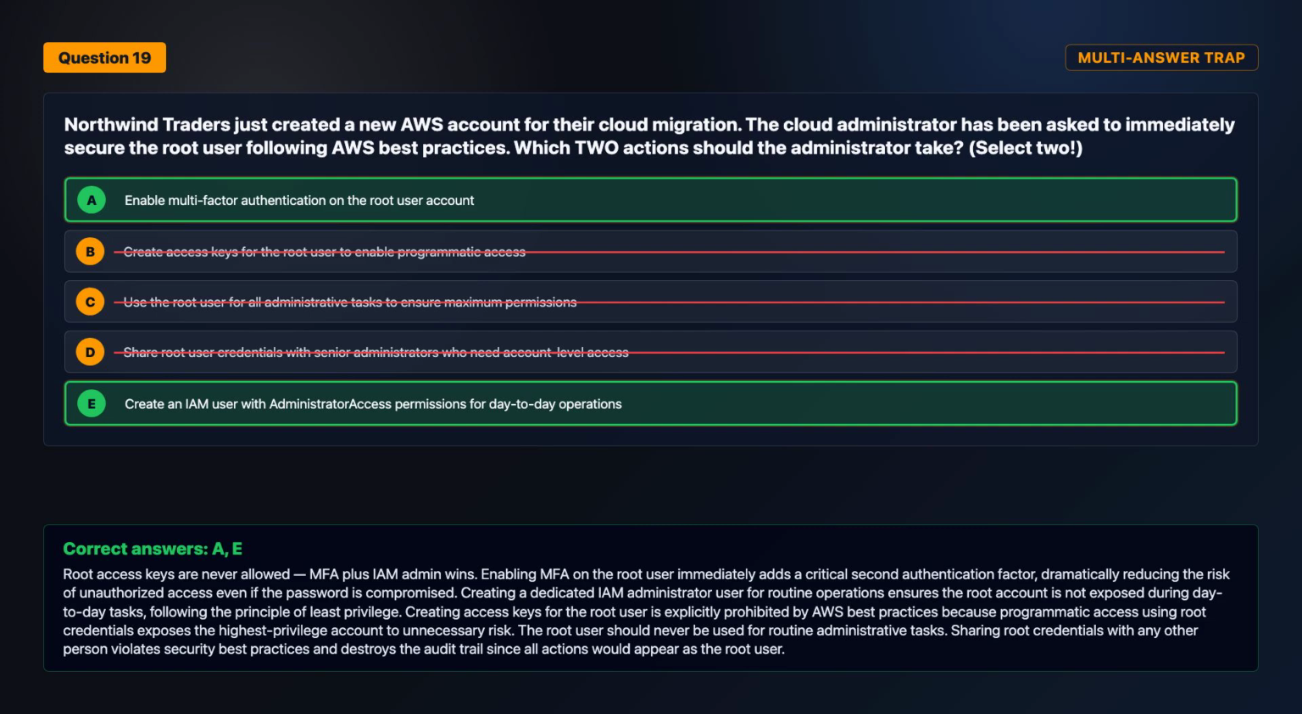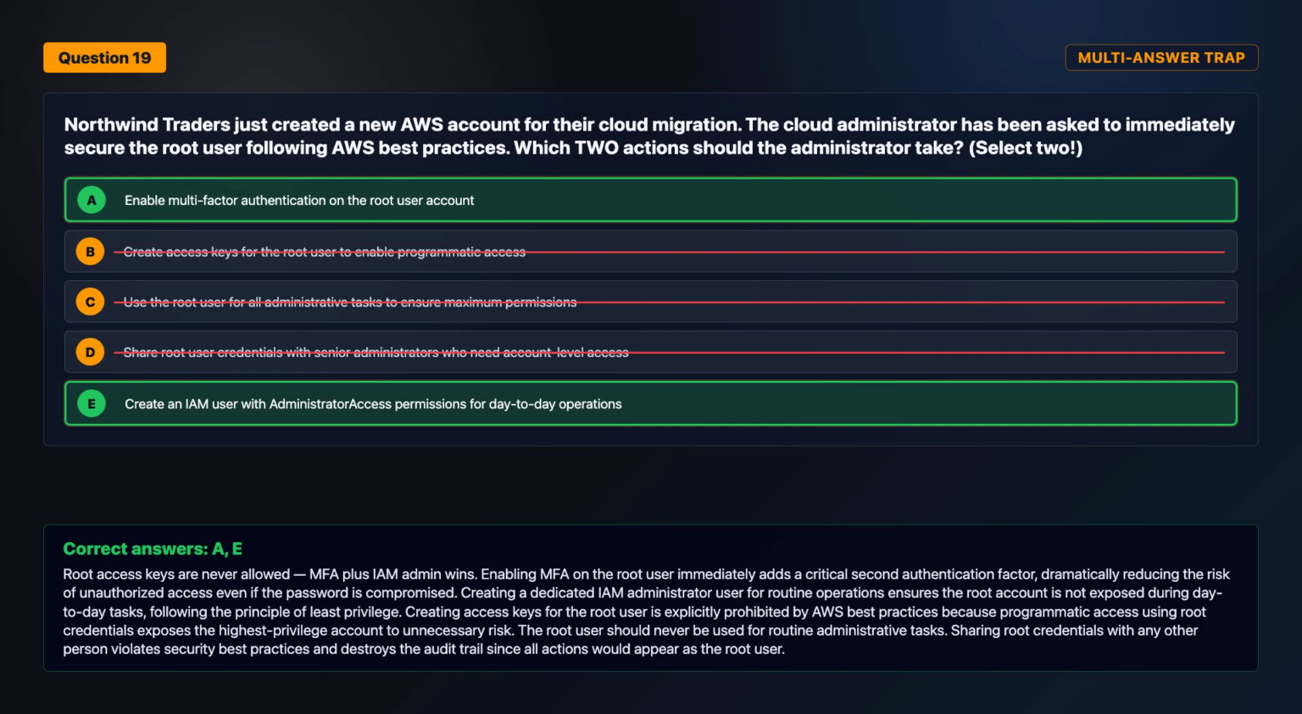Creating access keys for the root user is explicitly prohibited by AWS best practices because programmatic access using root credentials exposes the highest privilege account to unnecessary risk. The root user should never be used for routine administrative tasks. Sharing root credentials with any other person violates security best practices and destroys the audit trail since all actions would appear as the root user.